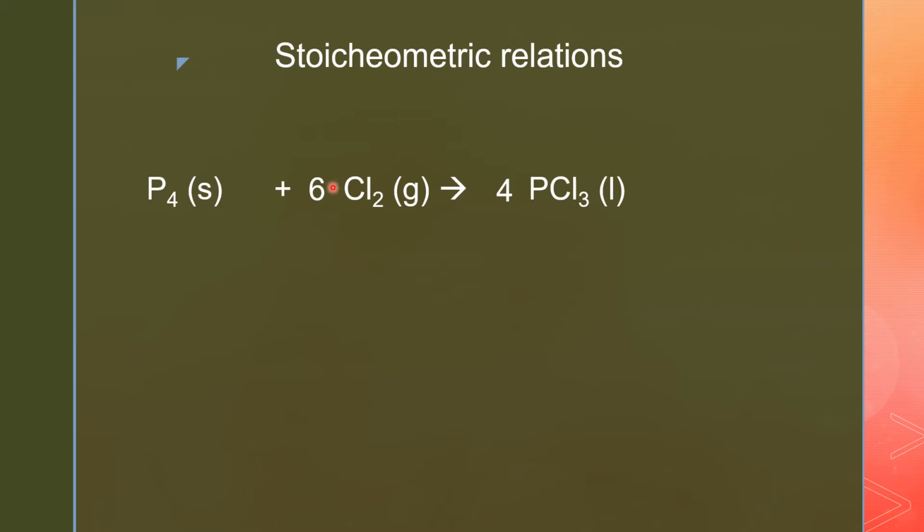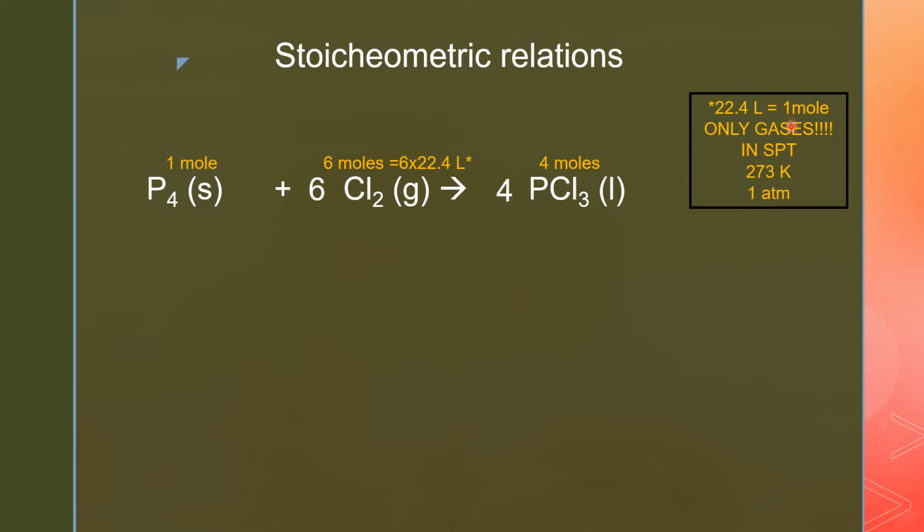So these numbers are the same as thinking amounts of moles of those substances. Here, 1 mole of phosphorus, 6 moles of chlorine, and 4 moles of this product. If the substance is a gas, only a gas, you can make an equivalency between the mole and the volume of 22.4 liters. That is only for gases in standard pressure and temperature conditions, that is 273 Kelvin and 1 atmosphere.